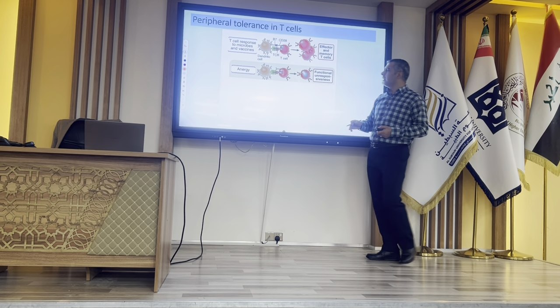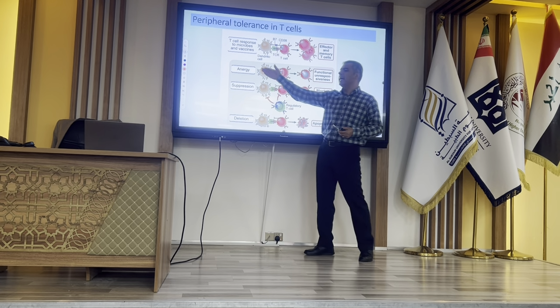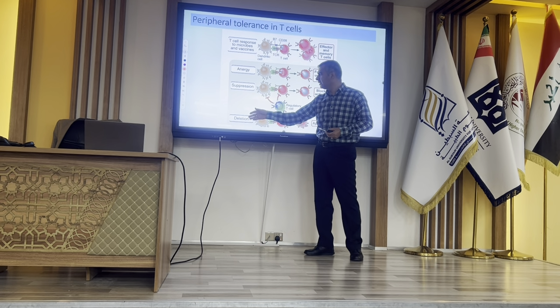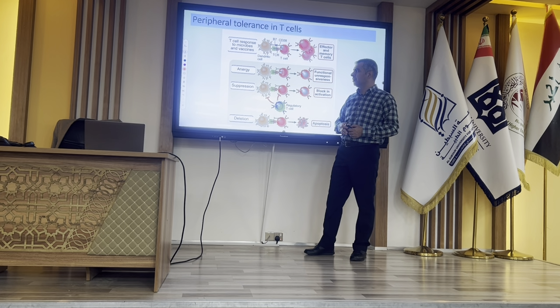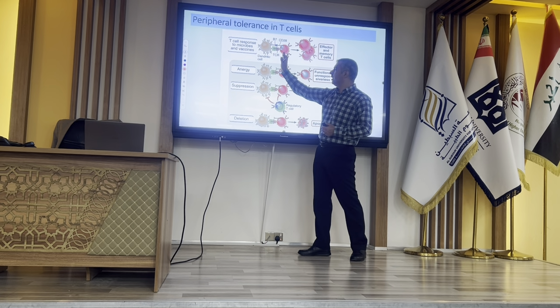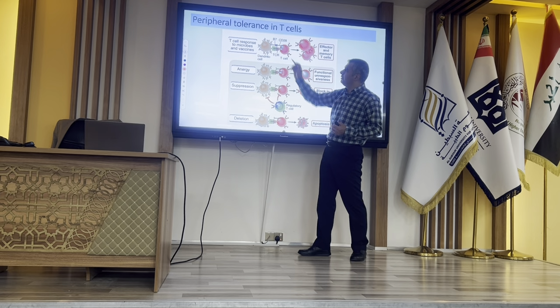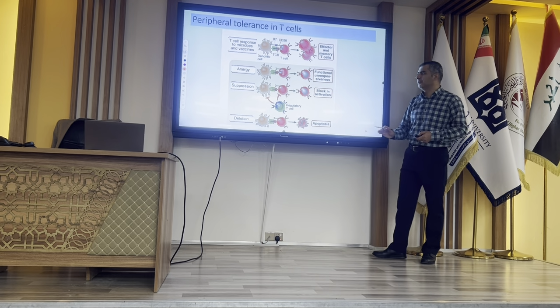So, sometimes we have three different mechanisms, including anergy, suppression, and deletion, that I will talk about one by one in more detail in the next slides. We have three different mechanisms by which the peripheral tolerance prevents the activation of self-reactive T cells.